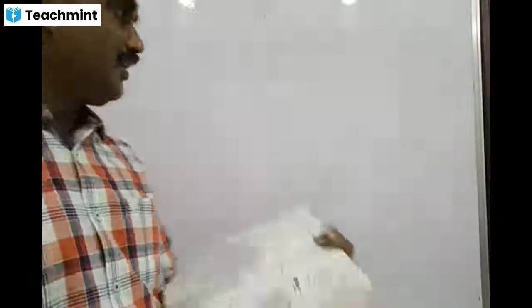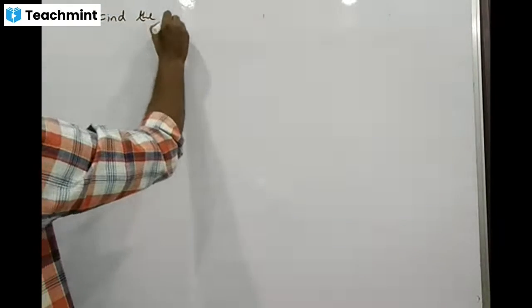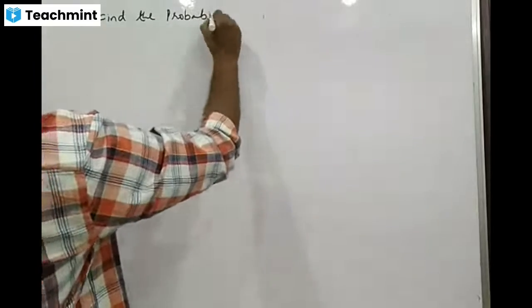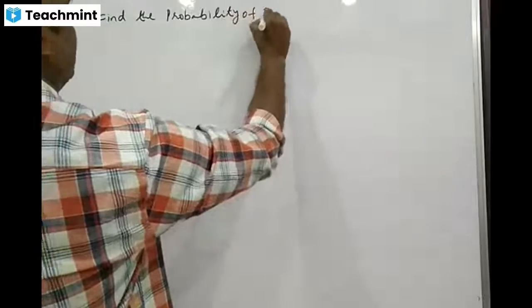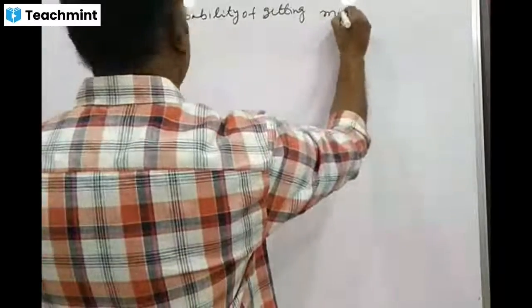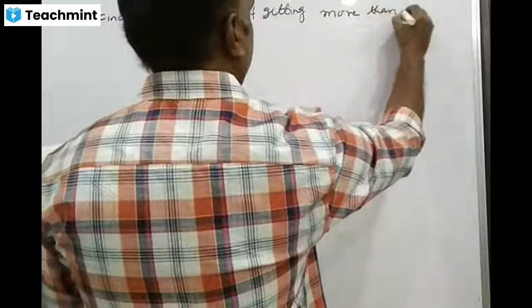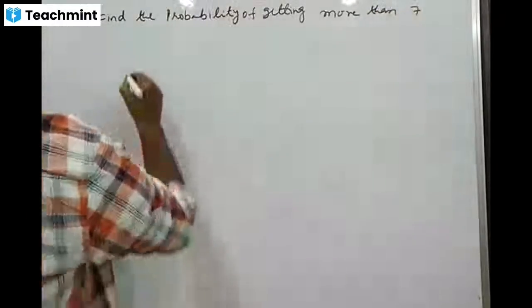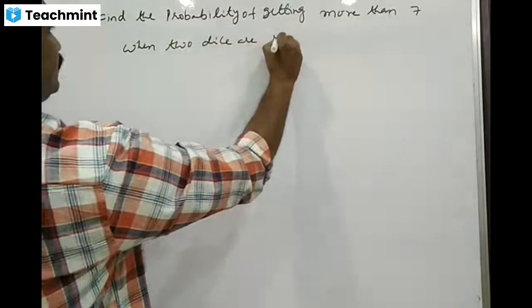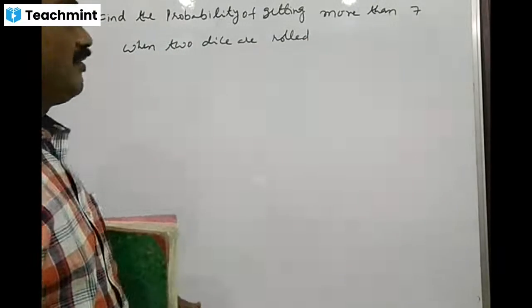Find the probability of getting more than 7 when 2 dice are rolled.